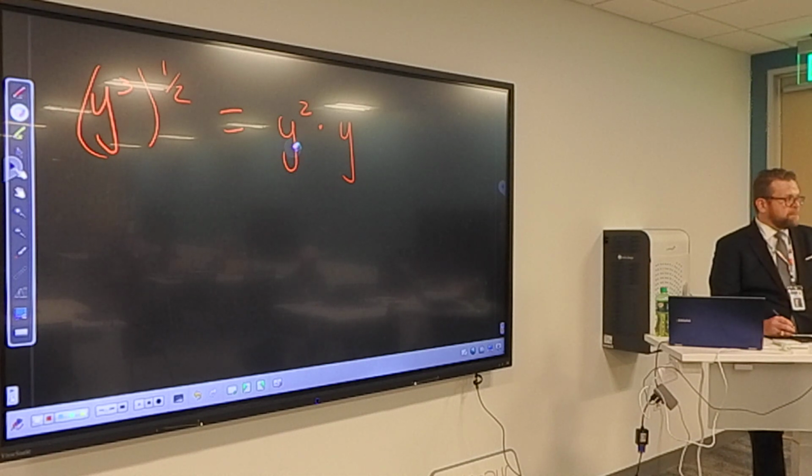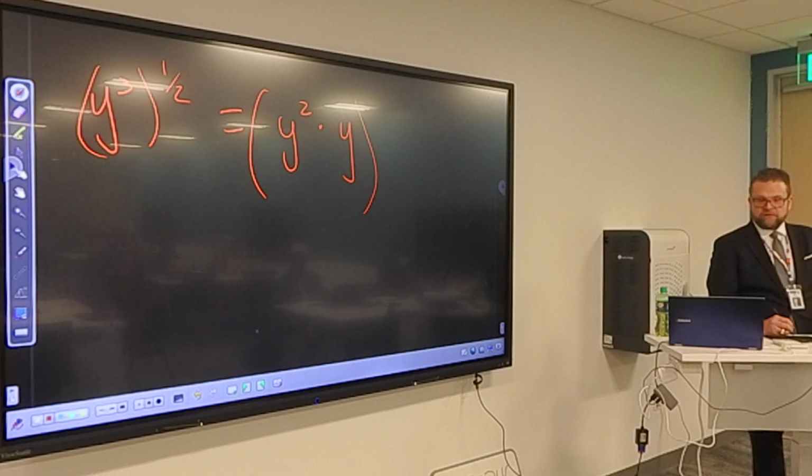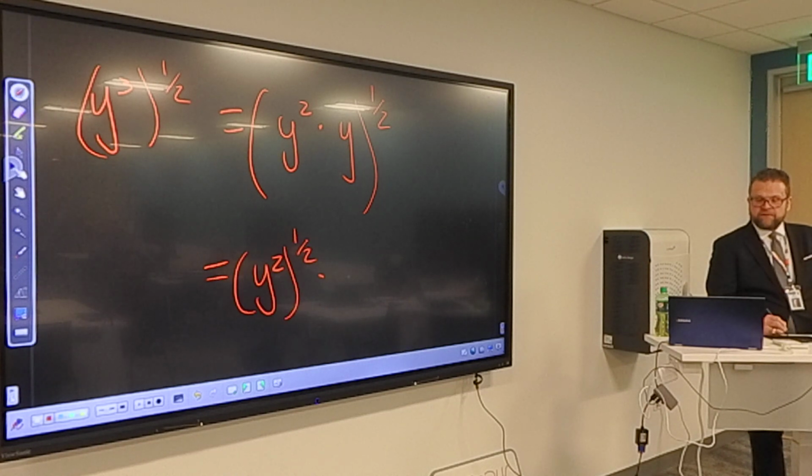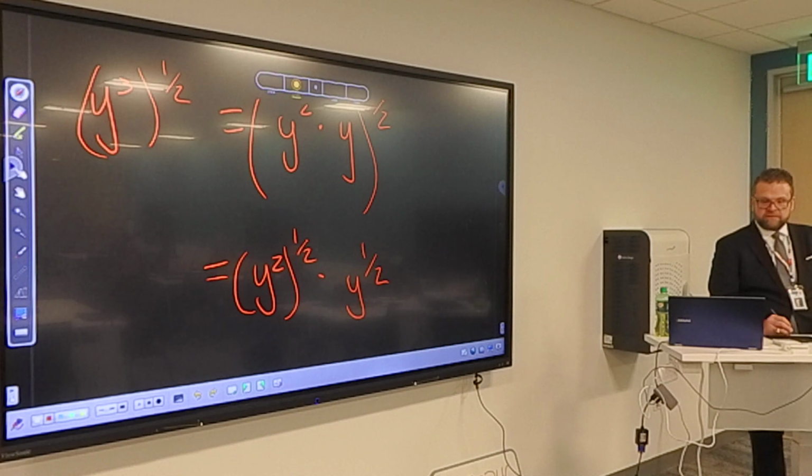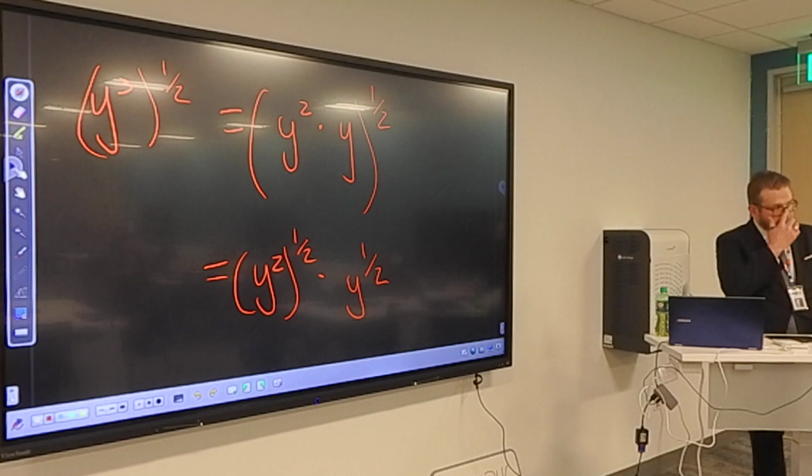Rosalind, are you watching? Do you see what I've done? This answers your question of what happens if it's odd. Then I have y squared to the 1/2 times y to the 1/2. Do you see how this one simplifies? It must, because the 2's will cancel.